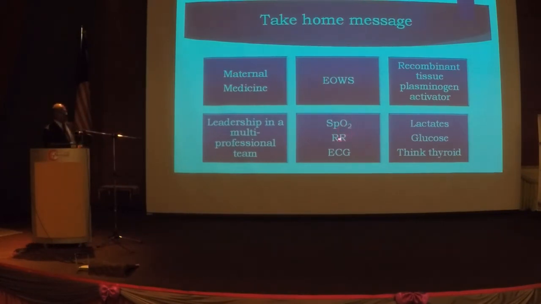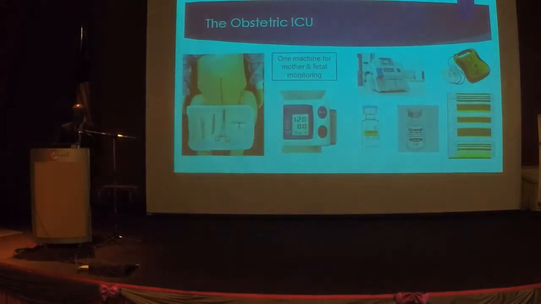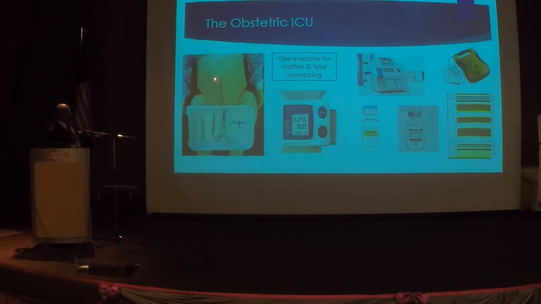Three things: SpO2, respiratory rate, and ECG. And please think of lactates. Please check your glucose. If you're really not sure what is happening, send a thyroid function test. So I believe the labor ward is just as intense as the ICU. You need to have a resuscitative hysterectomy kit. We have invested so much in CTGs, but perhaps we often forget to monitor the mother's heart rate. You need medications, warning charts, defibrillators, and of course you need an ABG machine in the labor ward.